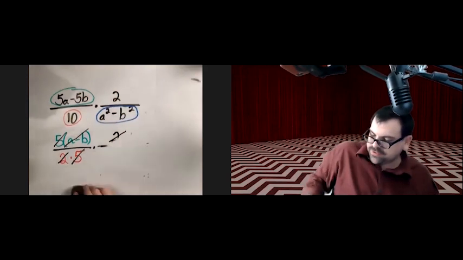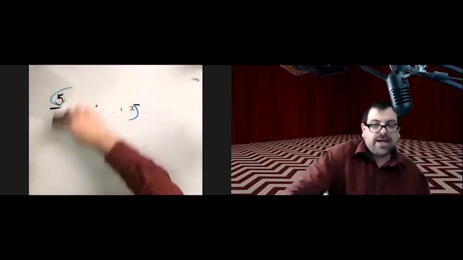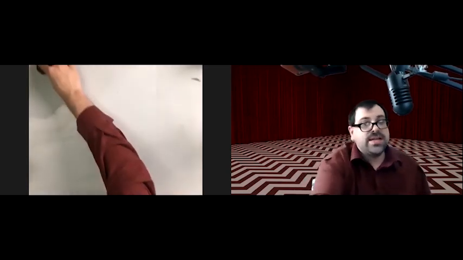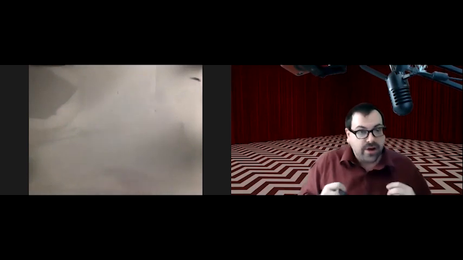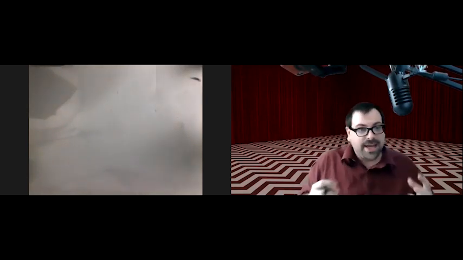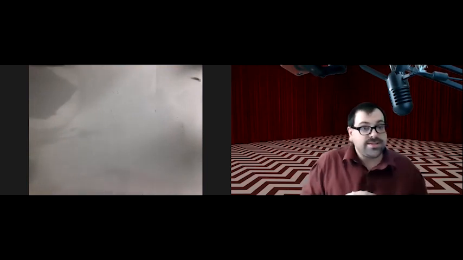Let's do more. These are going to get gradually more and more difficult, not in what we're actually doing, because what we're doing every time doesn't change. Factor every piece of every fraction. Cancel common factors. Multiply what's left.